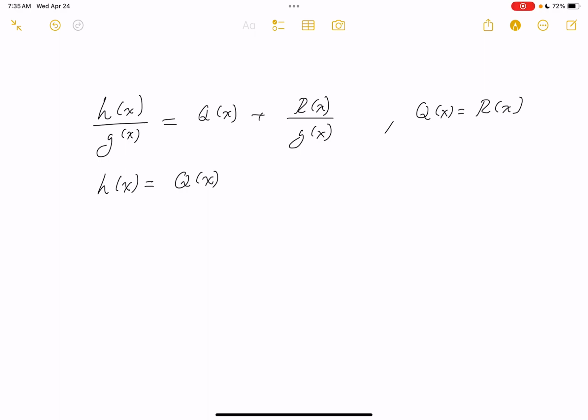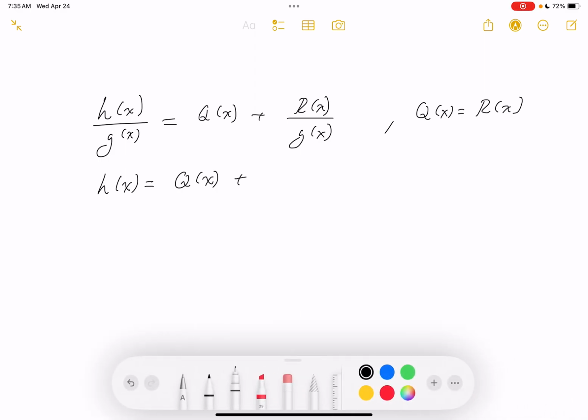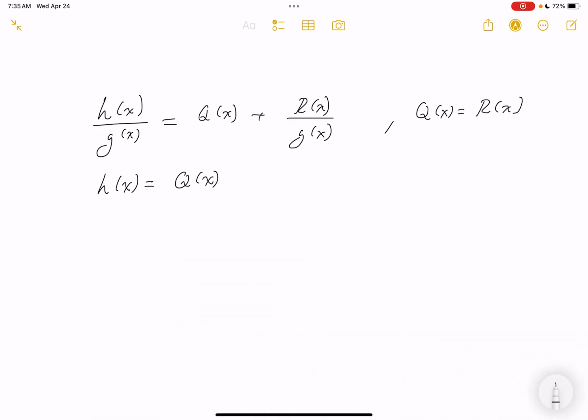The other thing I mentioned over here is I could say h of x is equal to q of x plus, I'm sorry, I made a mistake already. Let me get my thing out. I'm always losing things here. Oh, it's right over there. Sometimes I can't see what I'm doing. Go backwards. All right, let me just put this on the side.